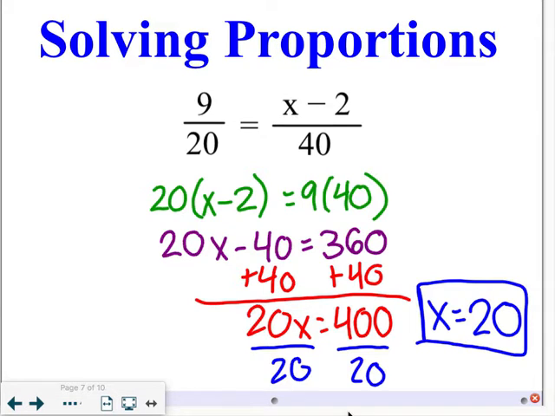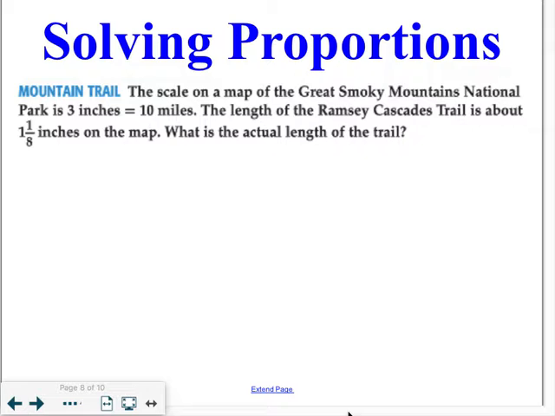The other time that ratios and proportions are very helpful is when you are setting up word problems. So it says the scale of the map of the Great Smoky Mountains National Park is 3 inches to 10 miles. The length of the Ramsey Cascades Trail is about 1 1/8 inch on the map. What is the actual length of the trail? So the first thing we need to do is set up a proportion.